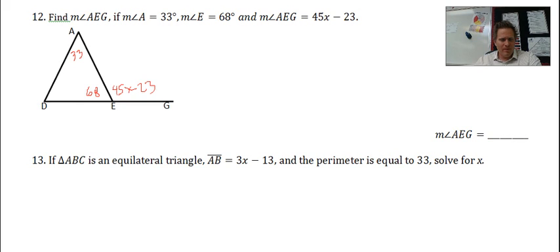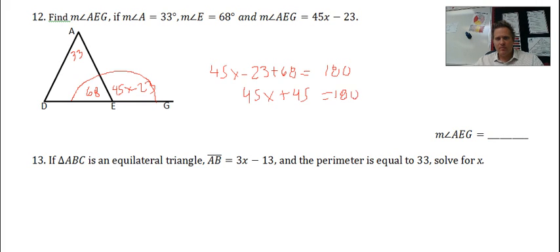Well, again, if I'm looking at these, I know off the bat these two are a linear pair, which means that 45x minus 23 plus 68, linear pair always adds to 180. So 68 minus 23 is going to give me 45x plus 45 equals 180. And so I'm going to go 180 minus 45 is 45x equals 135, and then divided by 45, it's going to give me x equals 3.